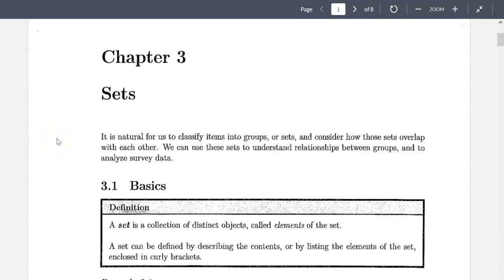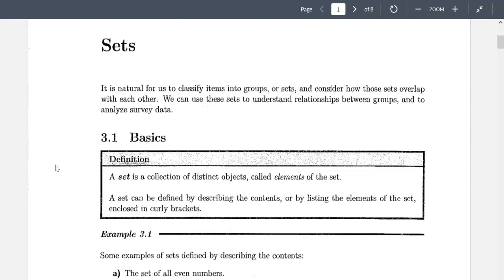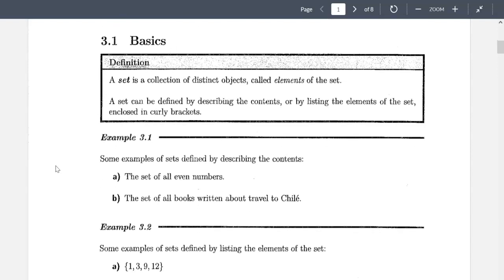Chapter 3, Sets. A set is a collection of distinct objects called the elements of the set. A set can be defined by describing the contents or by listing the elements of the set, enclosed in curly brackets. Some examples of sets defined by describing the contents: a set of all even numbers, that means 2, 4, 6, 8, and so on. Or a set of books that are written about traveling to Chile.